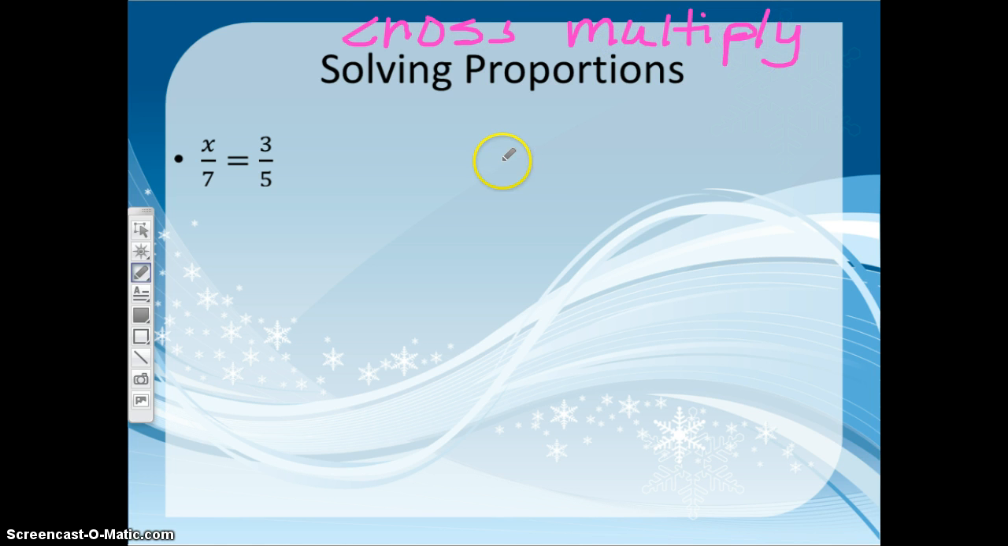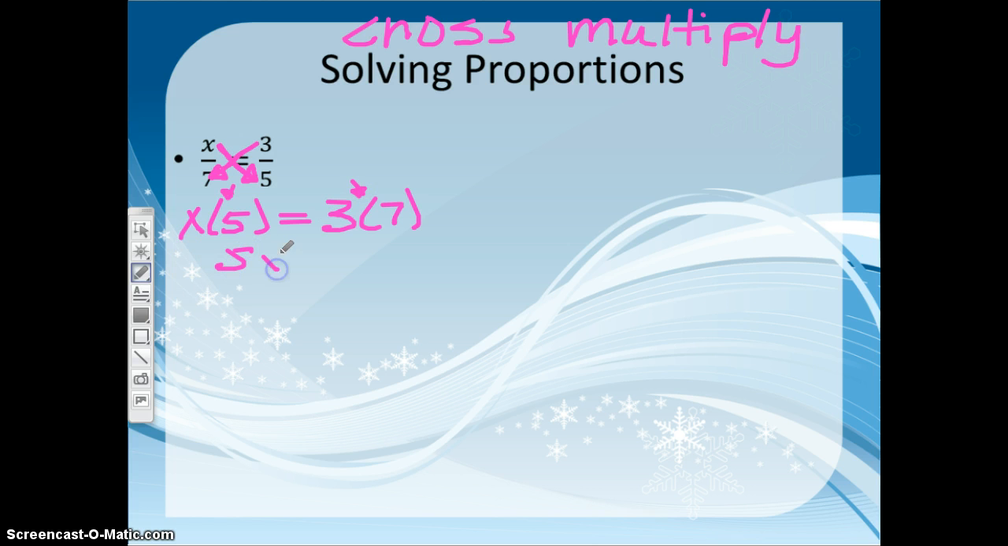Basically, it allows you to do two things at once and save yourself a couple of steps. What you do is you multiply the numerator of one times the denominator of the other, the numerator of one times the denominator of the other. So what we would get here is x times 5 is equal to 3 times 7. See how I did that and put it right here? And I did that one and I put it right here.